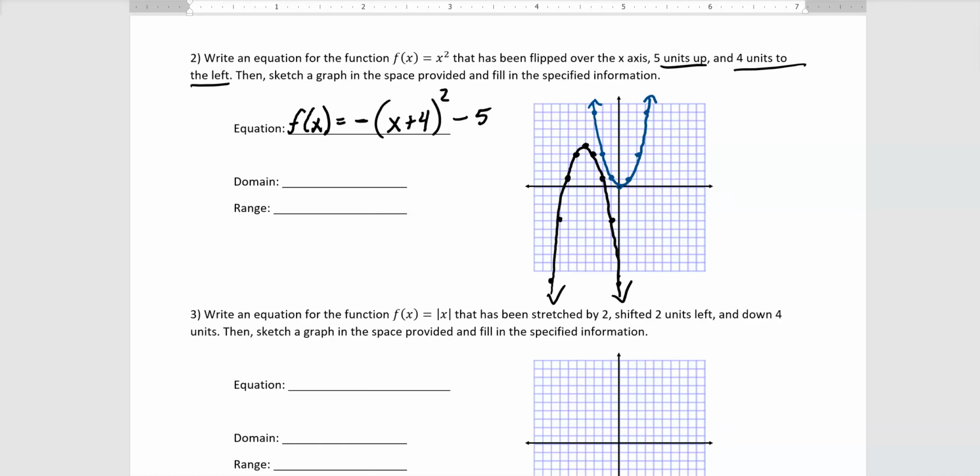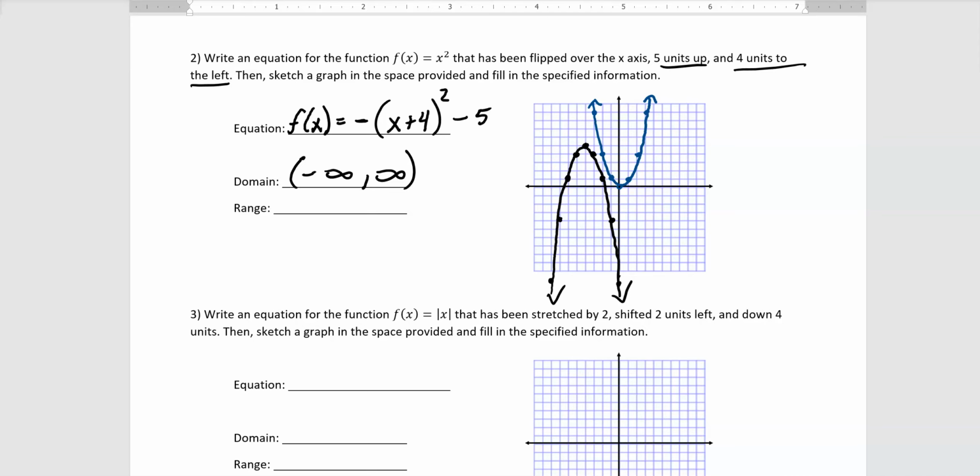There we go. All right, now let's talk about the domain and range of this function. So the domain for this one, let's see here. Oh boy. Well, it's a quadratic, right? So the domain of a quadratic doesn't change. It's always negative infinity to infinity. Silly me. The range, however, is definitely different.